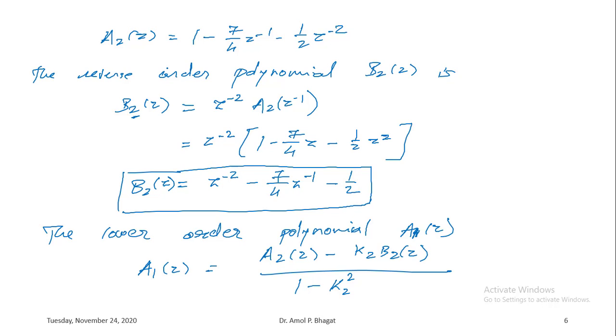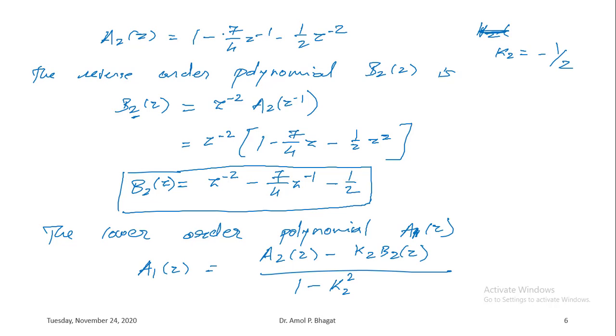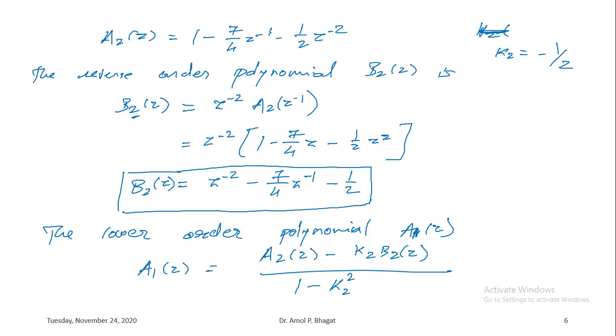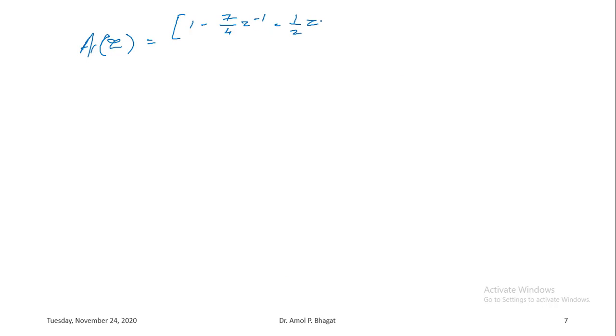We have a2 of z, the value of k2 is minus 1 by 2, right? And b2 of z was identified here, right? So by substituting all these values, we'll get a1 of z. So a1 of z will be equal to, the value of a2 of z is 1 minus 7 by 4 z inverse minus 1 by 2 z to the power minus 2.